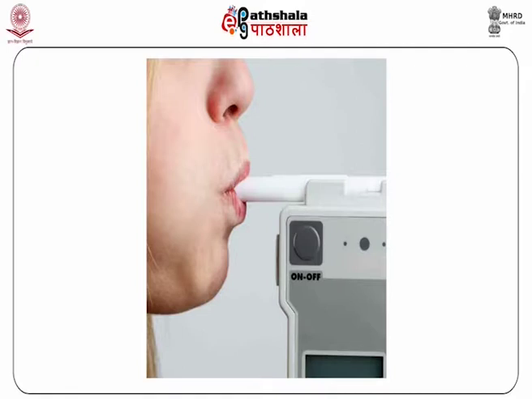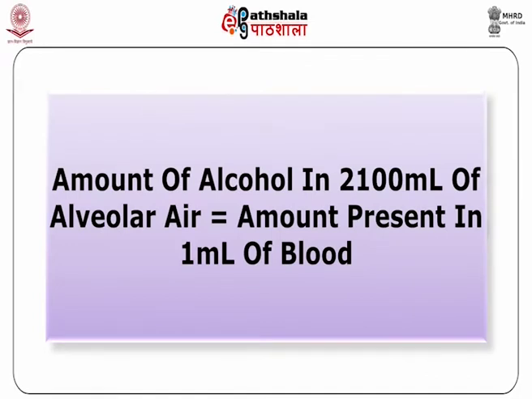The amount of air collected in this manner is 52.5 milliliters, which is 1/40 of 2100 ml, as the amount of air contained in this 2100 ml of alveolar air is approximately equal to the amount that is present within 1 ml of blood. So, the breathalyzer measures the amount of alcohol present in 1/40 of a milliliter of blood.